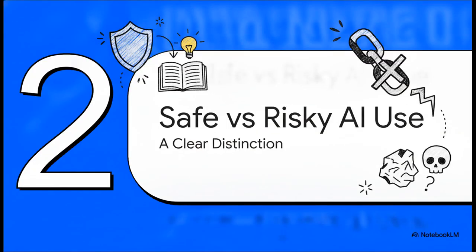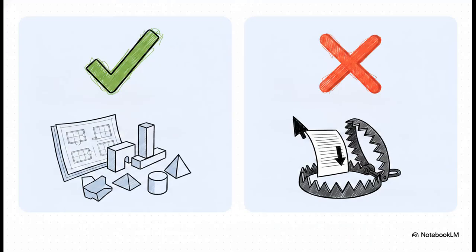Section 2. Safe versus risky AI use. Understanding the clear distinction. Now that we've got a handle on the problem, let's draw a super clear line between helpful assistance and, well, professional danger. Now, what's really interesting to note is how perfectly binary these behaviors are. On the safe side, we're talking about using AI to brainstorm ideas, map out your outlines, clean up your grammar, or even just having it explain a complex concept to you like you're 5. That's fantastic use of the tool.